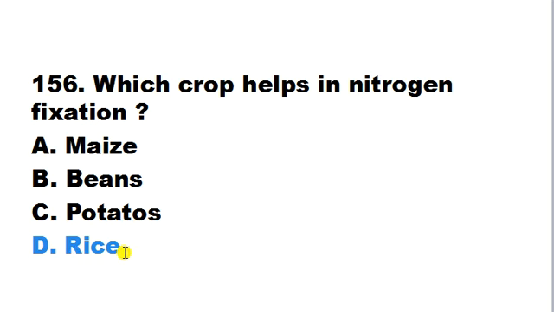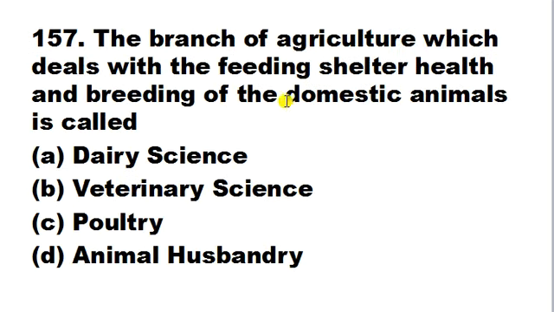The branch of agriculture which deals with the feeding, shelter, health and breeding of domestic animals is called dairy science, veterinary science, poultry, animal husbandry. D. Animal husbandry is known for breeding and caring of domestic animals.